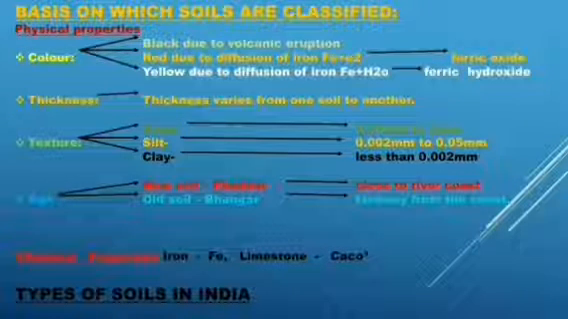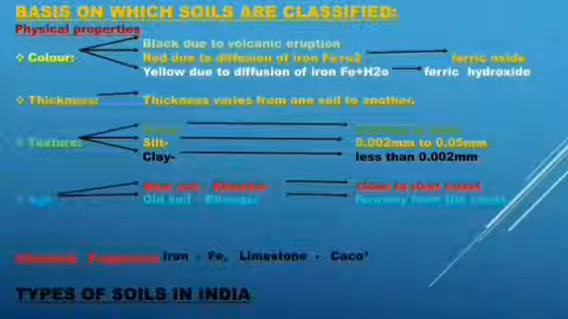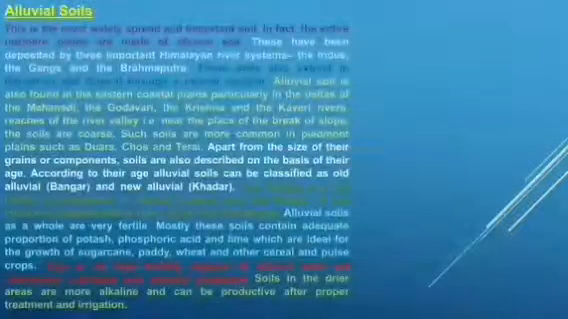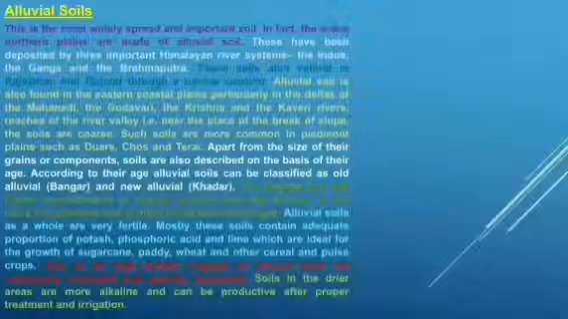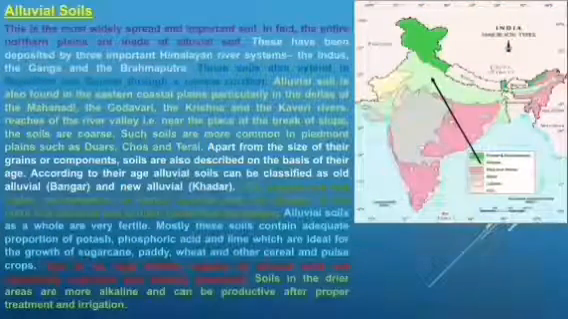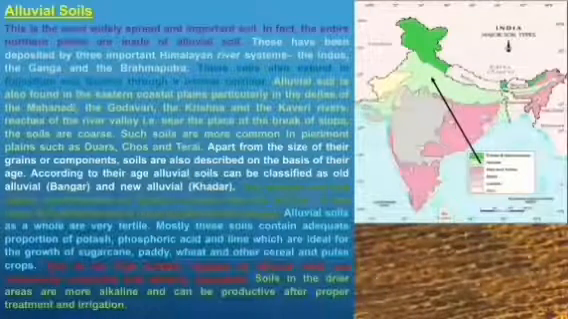Now we will move towards another section, that is types of soils in India. Number one, alluvial soils. Alluvial soils are the widespread soils in India. They cover a large area in India, as shown on the map.